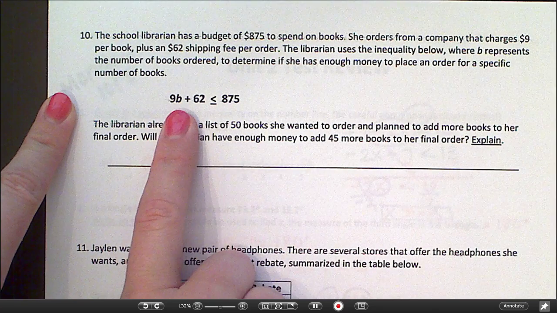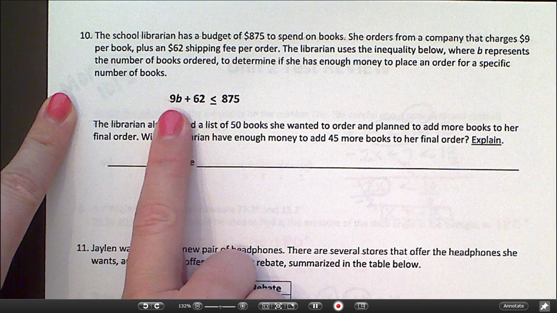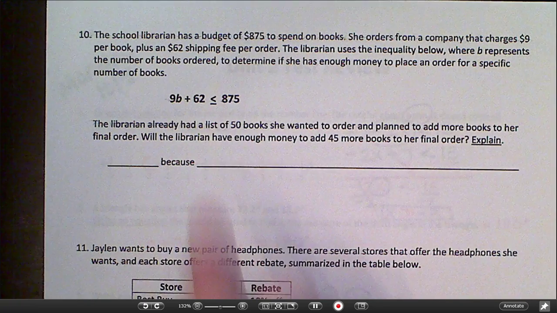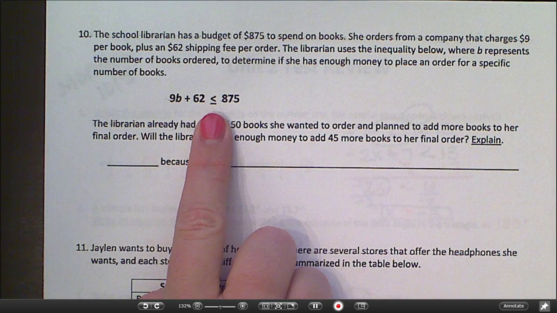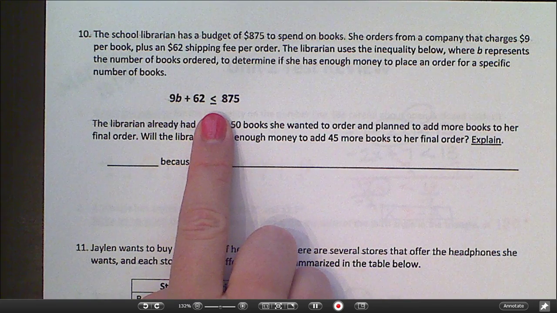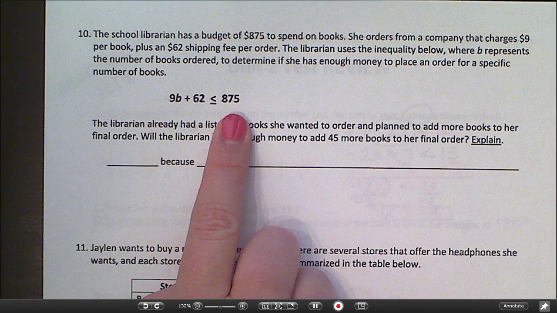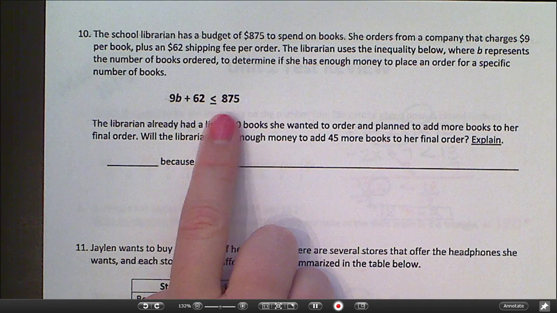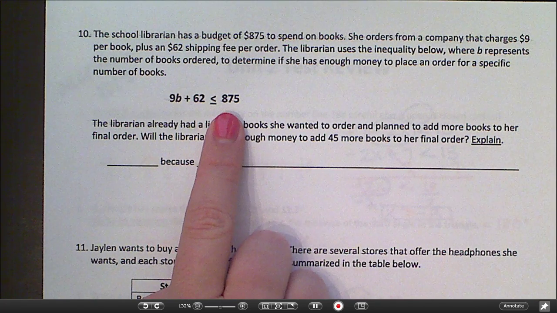But we're also going to be paying $9 per book, so 9 times the number of books that we order. And the reason this has to be less than or equal to $875 is because it's okay if Mr. Shorter doesn't spend the whole $875. If he only spends $800, then that extra $75 can just stay in his account. He just can't go over it. So he can spend up to $875.